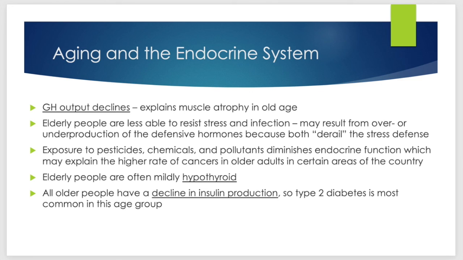Elderly people are often mildly hypothyroid, so typically you gain weight as you get older. You don't use your food for energy as efficiently. And all older people have a decline in their insulin production. So typically, people are going to have type 2 diabetes more commonly in that elderly age group.